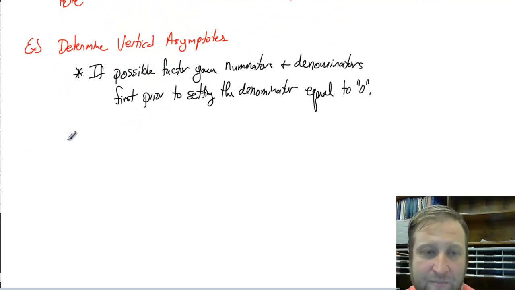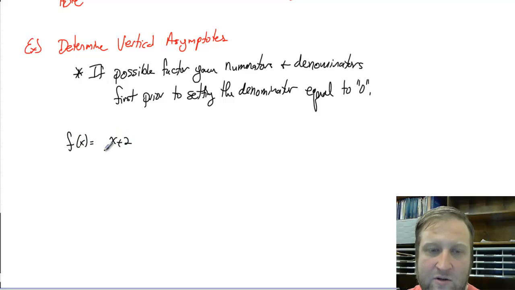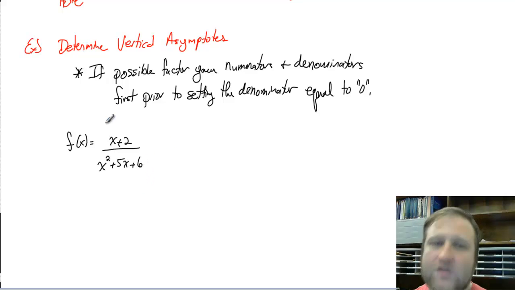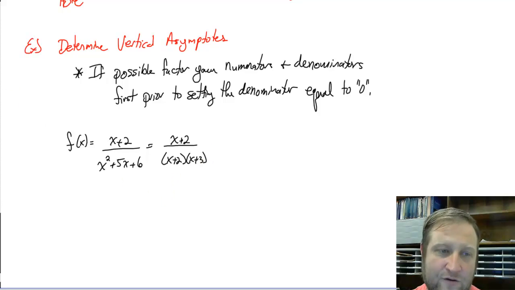So let's look at an example. Let's say I give you f(x) = (x + 2) / (x^2 + 5x + 6). Before I set x^2 + 5x + 6 equal to 0, I recognize that I can factor that first. So I'm going to have (x + 2) / ((x + 2)(x + 3)). So I factored those prior. Notice here, I have an x + 2 in my numerator and x + 2 in my denominator. Since I have a common term, I can cancel them.